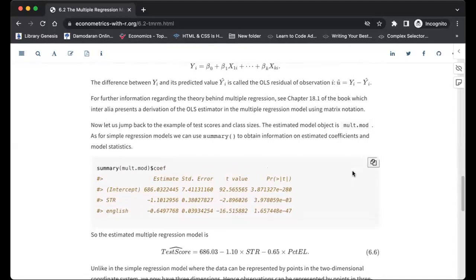Let us jump back to the example to test. We had already estimated this model. The estimated model object is the multi-dot model. As for the simple regression model, we could use the summary function in R to obtain the information. If we call summary on the model, it will give us the coefficients, the standard errors, the t values and the p values.